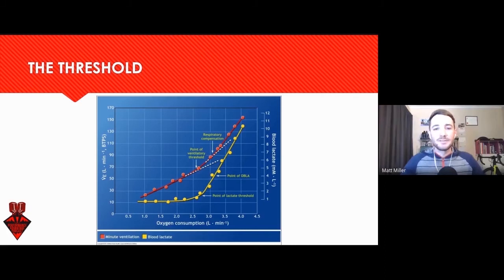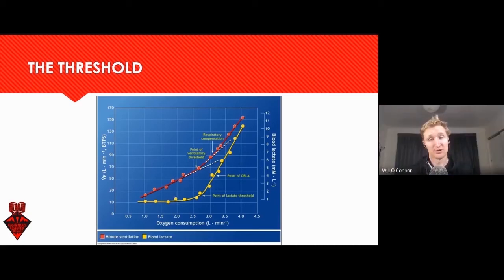So there's all these different names that we can use to represent the threshold, but they're all kind of happening at about the same intensity. So if we go across the bottom, oxygen consumption. We know we need a certain amount of oxygen to do a certain amount of work. So this could easily be transferred at the bottom for power output, or pace, or swim speed.